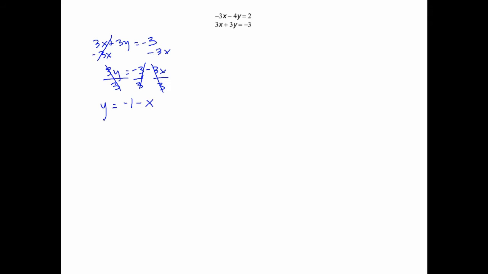Go ahead, plug it back into the first one. So negative 3x minus 4y. Oops, we know what y is. Minus 4 times negative 1 minus x equals 2. So negative 3x plus 4, because we're distributing, plus 4x equals 2. So x plus 4 equals 2, minus 4, minus 4. X equals negative 2.